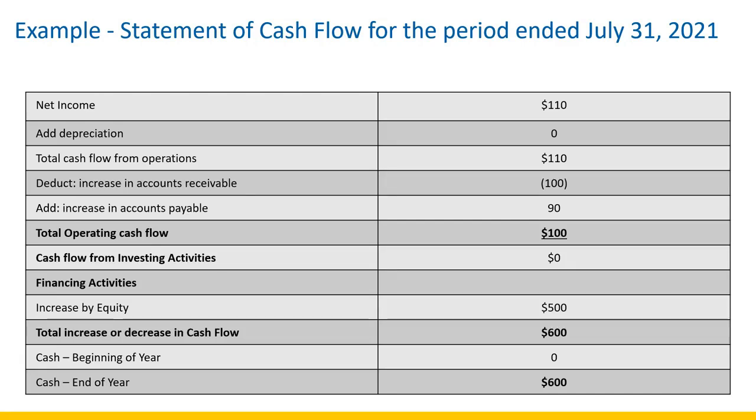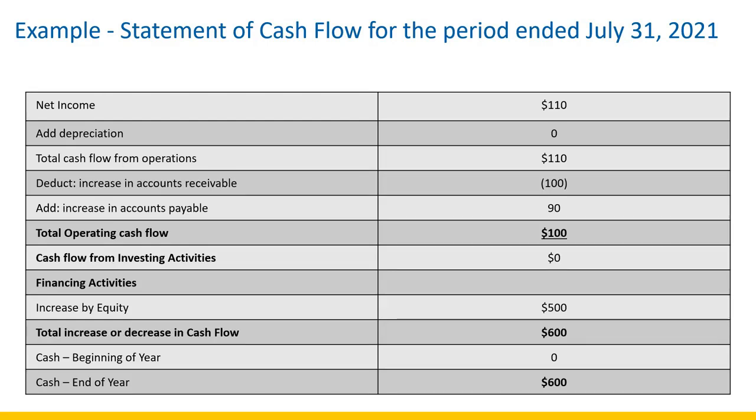I didn't reflect any investing activities as far as examples, but I did provide you with an example of financing activities. The owner put $500 towards the equity of the business, put $500 into the business, which increases the equity. So when I add all of these activities together, the operating cash flow and the increase in equity, that gives me $600. I add that to the cash at the beginning of the year, which was $0. We're starting off this business, right? And that gives me the correct ending cash balance. So I know that this statement of cash flow is correct.